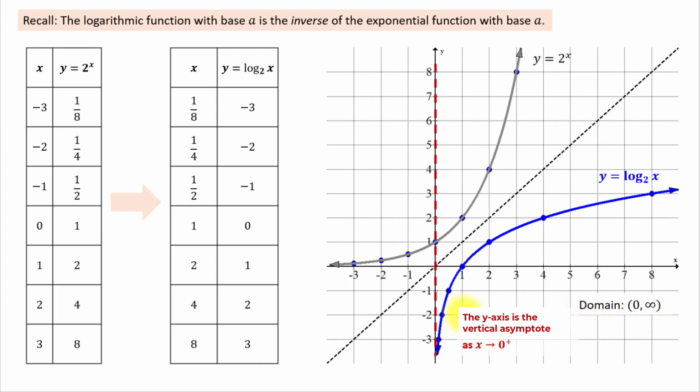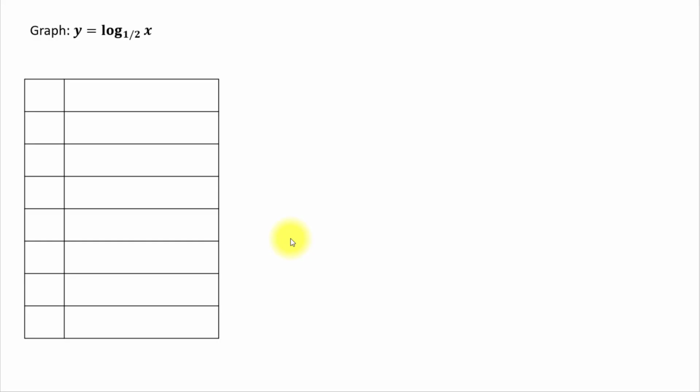How about the range? What can we say about all possible y values for this function? Since this graph goes up without any bound and down without any bound, the range of this function includes all real numbers. While graphing the logarithmic function as the inverse of the exponential function, of course, is not the only way. Let's graph this logarithmic function by finding and plotting points.